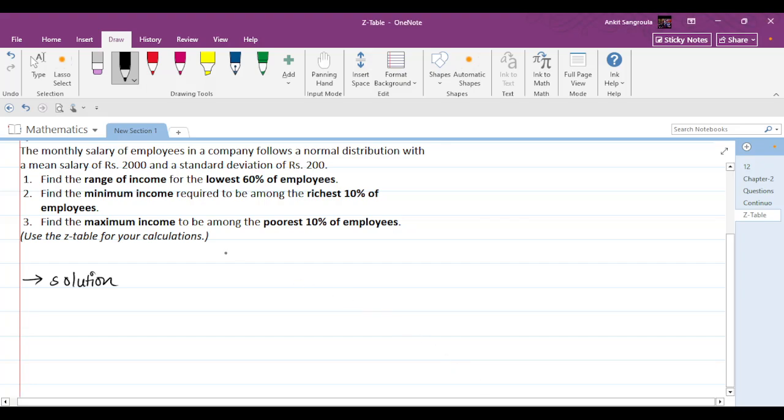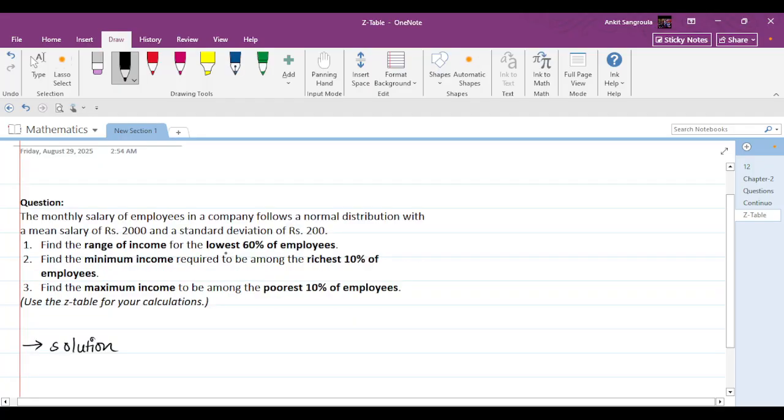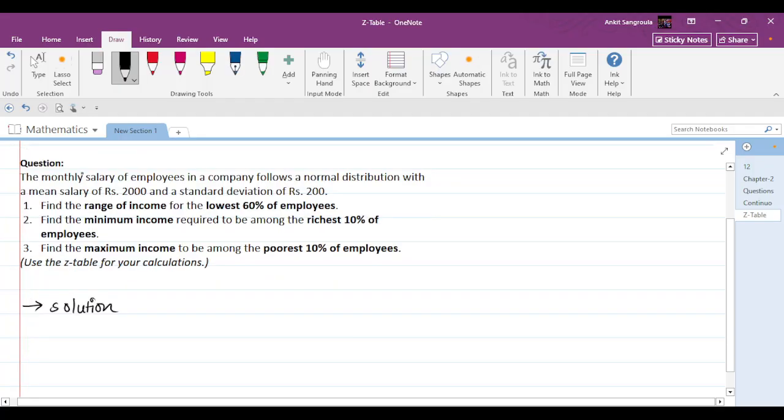So we are going to solve this question. The question is: the monthly salary of employees in a company follows a normal distribution with a mean salary of Rs 2000 and standard deviation of Rs 200. So we know that the mean.